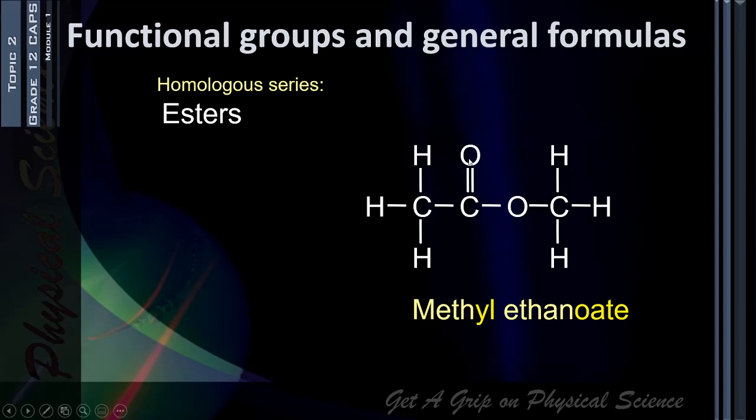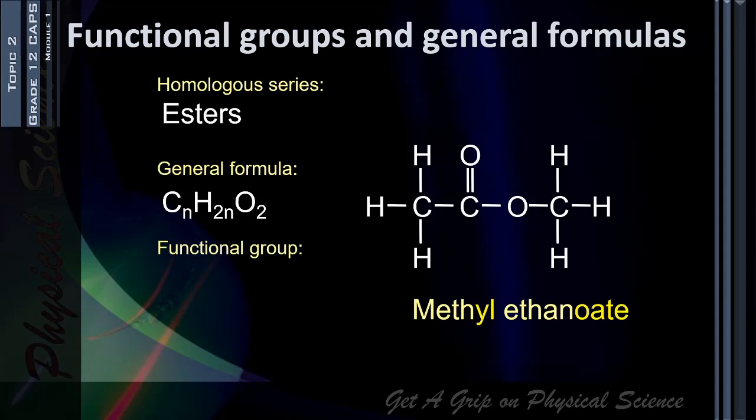So the general formula for the esters looks exactly the same as the general formula for the carboxylic acids. So it's double the amount of hydrogens compared to the carbons and two oxygens. The structural formula for the functional group of an ester will be the carbon with the oxygen and another carbon, and one of these carbons also bonded to a second oxygen.